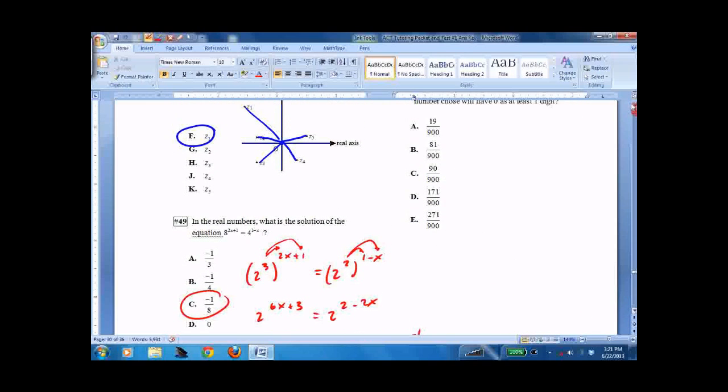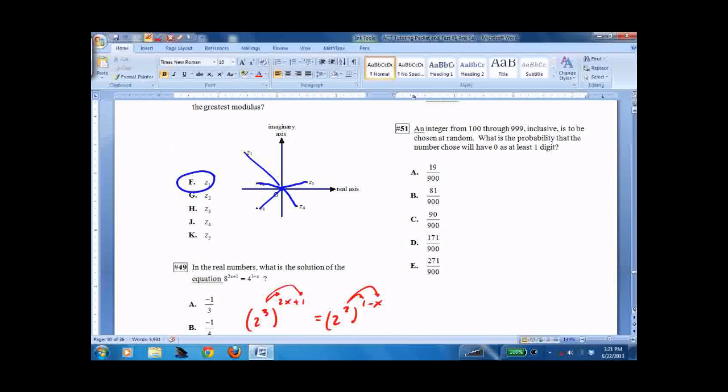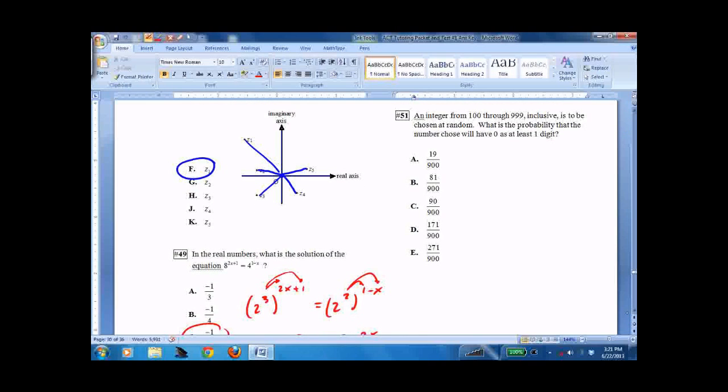An integer from 100 through 999, inclusive, meaning including those numbers, is to be chosen at random. What's the probability that the number chosen will have 0 as at least one digit? So just 0. So we've got 900 numbers from 100 to 999. How did I know that? Well, I looked and I saw that all these are there. I could also do 999 minus 100 and then think it out, and okay, that means there's 900 numbers.